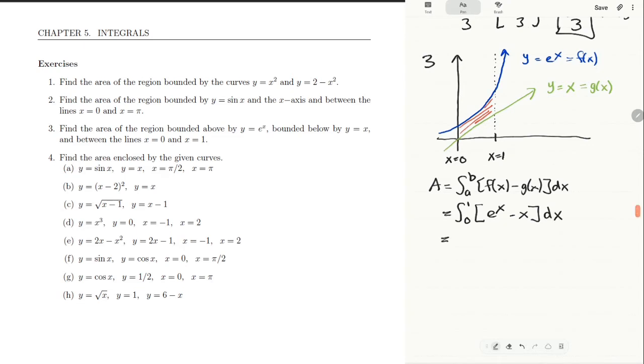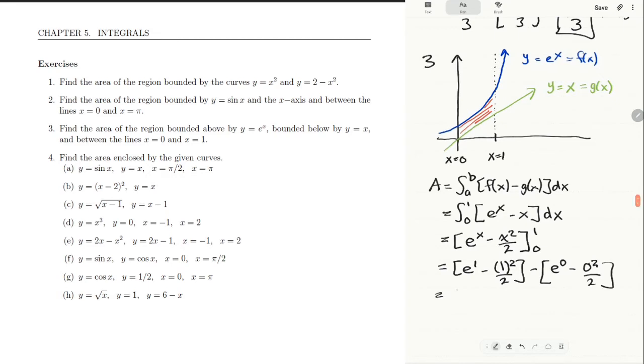So now let's evaluate the definite integral using the fundamental theorem. The antiderivative of e to the x is e to the x. The antiderivative of x is x squared over 2. And we evaluate at the upper and lower limits. So we have (e to the 1 minus 1 squared over 2) minus (e to the 0 minus 0 squared over 2).